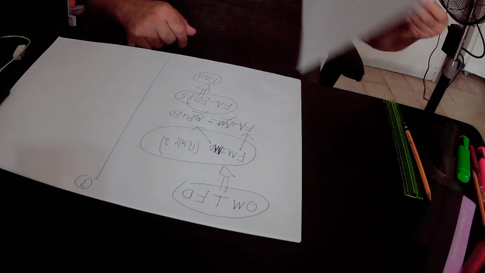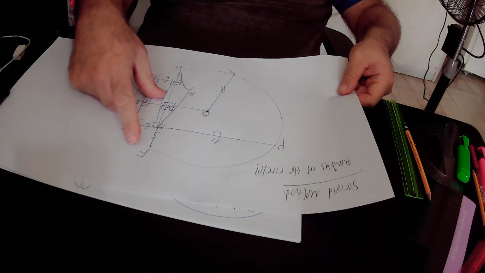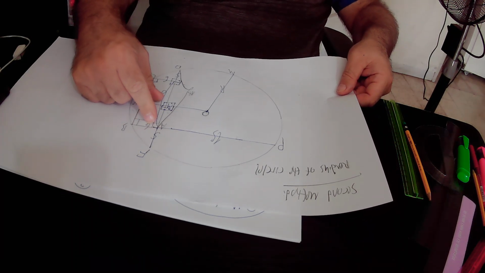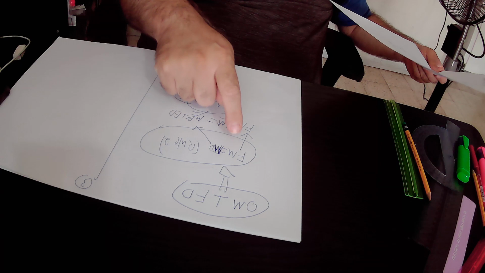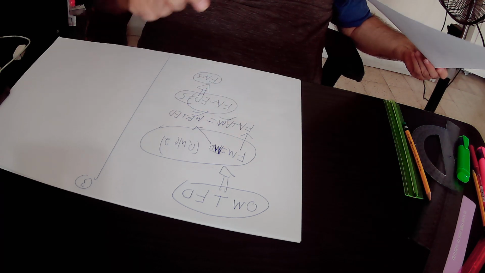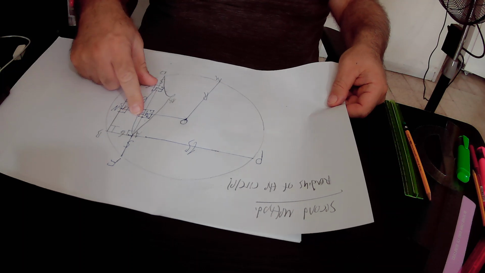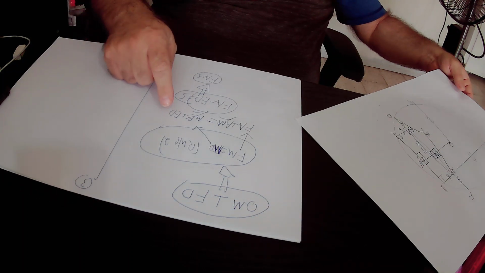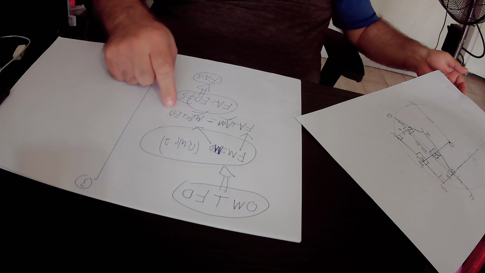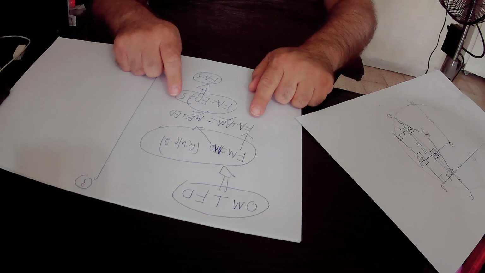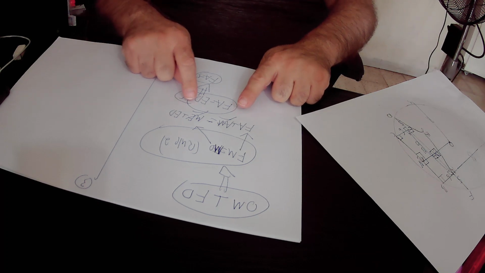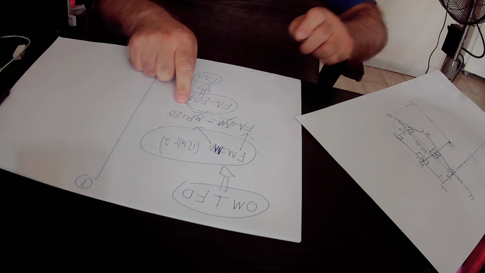But what is the value of FM? FM equals FA plus AM. So we can substitute FM by FA plus AM. What is the value of MD? The value of MD is ME plus ED. So in conclusion, we found out that FA plus AM must be equal to ME plus ED.